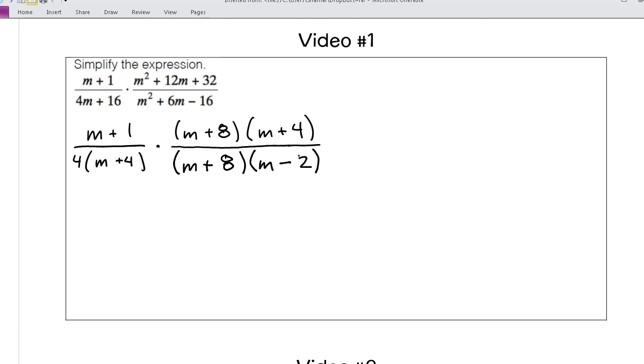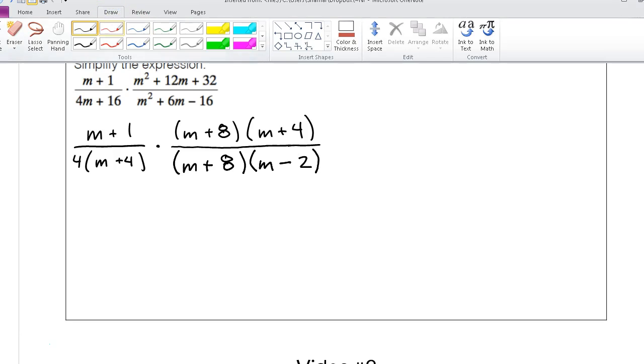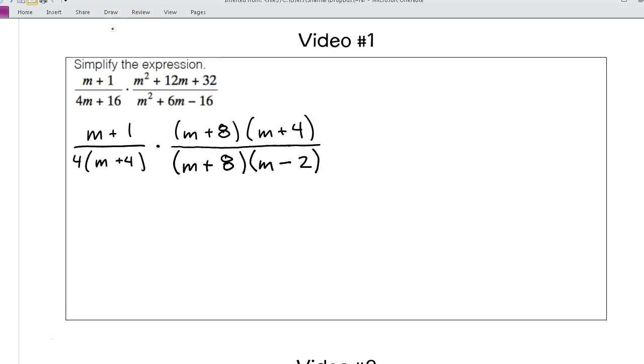So here's our factored form, and once we get to here, since we have all multiplication, I can start reducing stuff in the numerators and denominators. If this was addition here, it'd be a different story, so be very careful with that. But since I've got all multiplication here in the numerators and denominators, I can cancel.